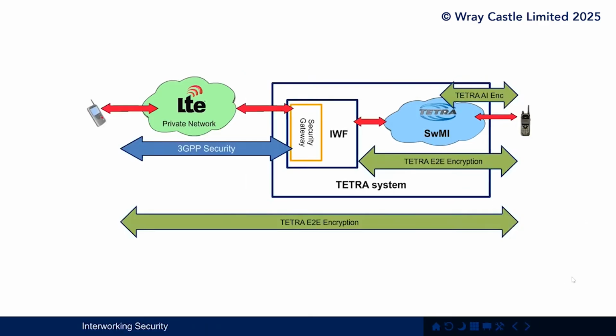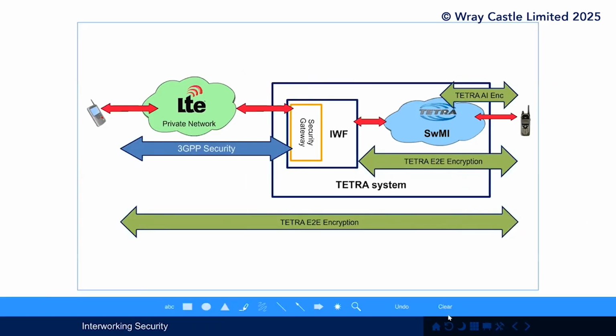Now, in the Tetra standards, the encryption that's applied or defined in the standards is air interface encryption. In other words, the methodology used for encrypting the connection between the radio, the mobile, and the base station is defined in the standards, and that's Tetra air interface encryption.